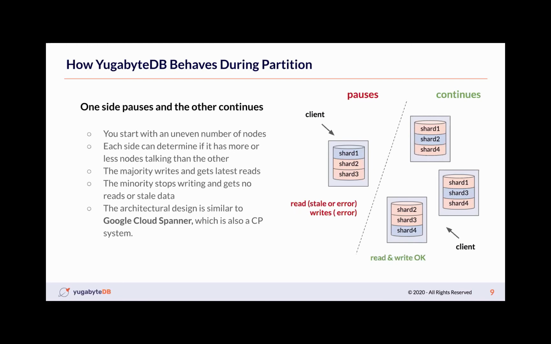This architecture that we talked about is actually really similar to Google's Spanner, which is also a CP system, or a consistent and partition tolerant system with high availability.